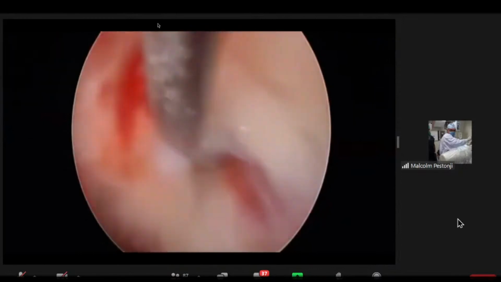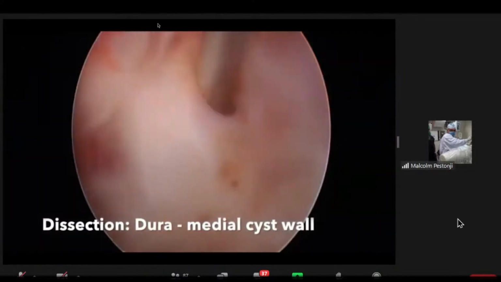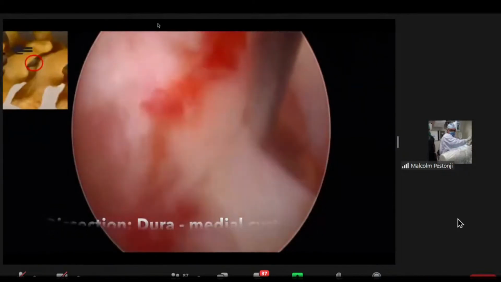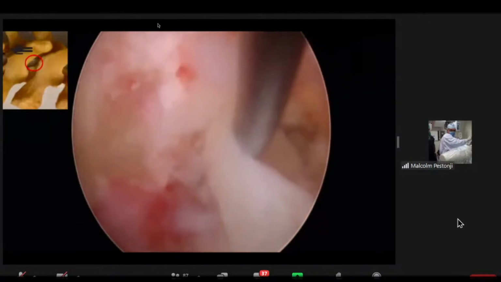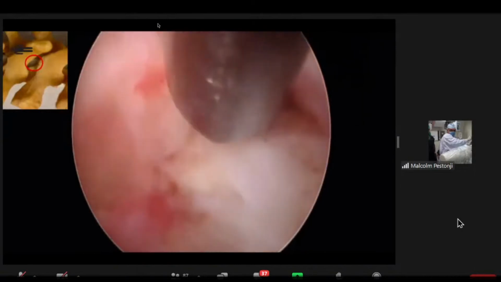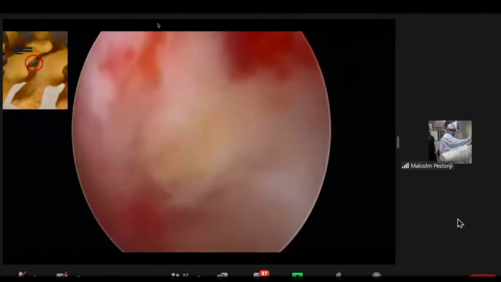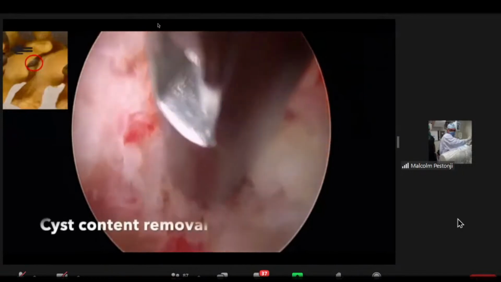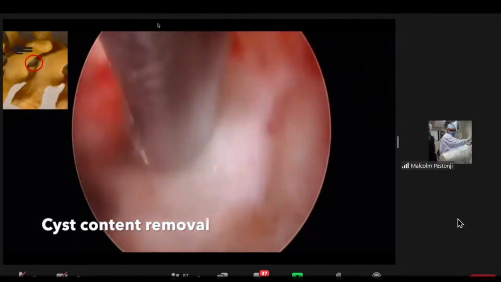With the nerve dissector, a blood-free interval is searched between the dura and the cyst wall. This is not always possible because of adherences. Here we can clearly push the medial wall of the facet cyst away from the dura. The wall is then resected with a punch, and there is still a lot of material from inside the cyst.